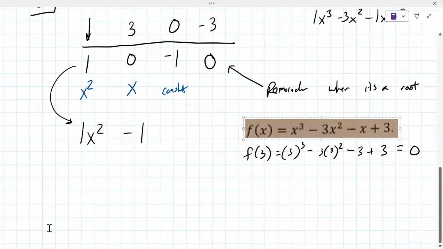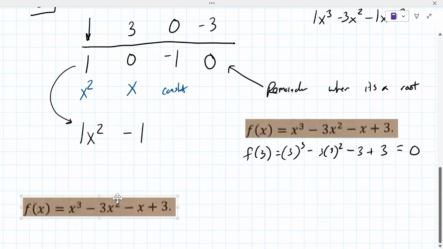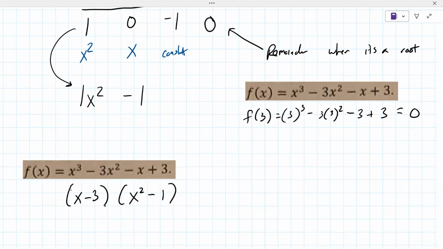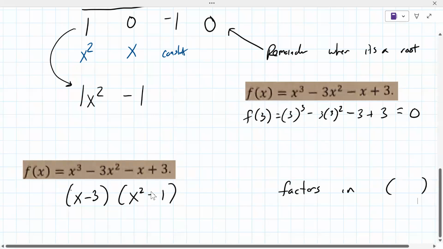What do you think about that? So, what was it originally asking, like, in the word part of this? Determine the other factors. So we're closing in on that. One of the original factors is x minus 3, and now we're down to x squared minus 1. So factors are in parentheses. We're not quite done. We have to see if we can factor this last thing.